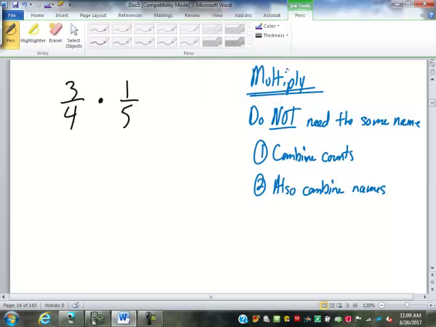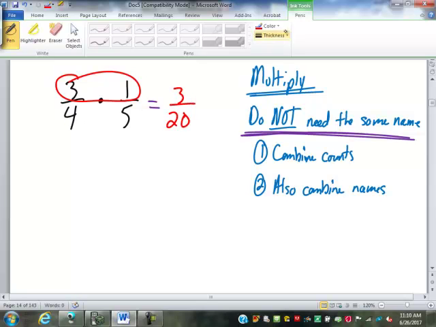So to multiply 3/4 times 1/5, do I need a common denominator? No, I do not need the same name. I'm going to combine the counts. 3 times, multiplying, so I use multiplication to combine them. 3 times 1 is 3. 4 times 5 is 20. Very good.